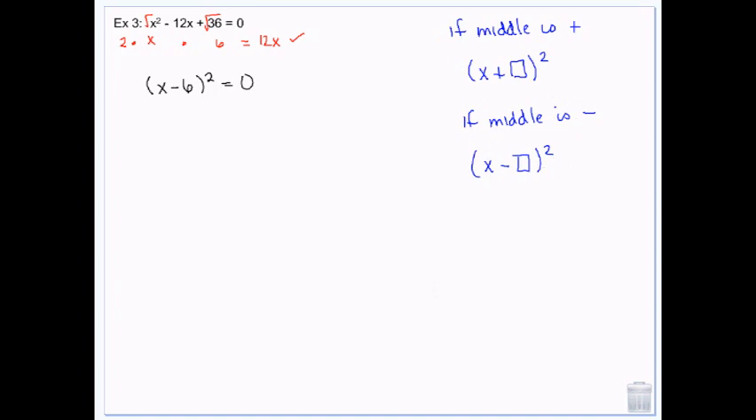So I'm going to take the square root of both sides, and I'm going to get x minus 6 equals 0. Add 6 to both sides, and you get x equals 6.